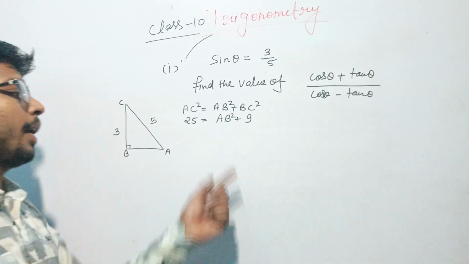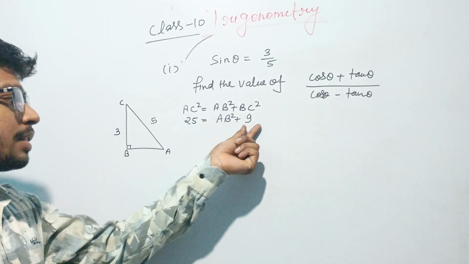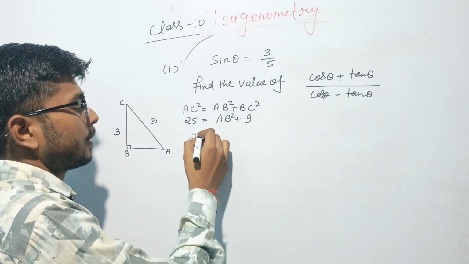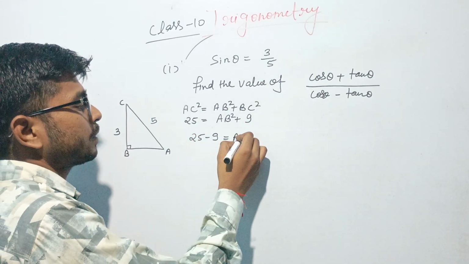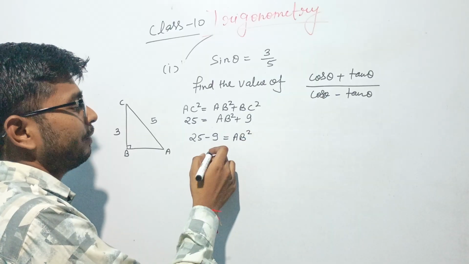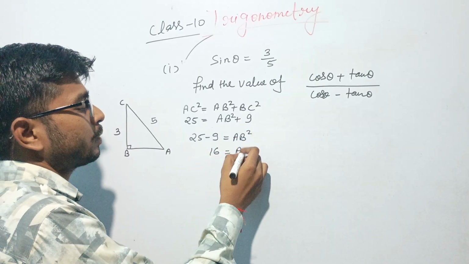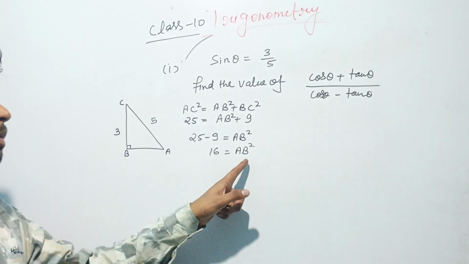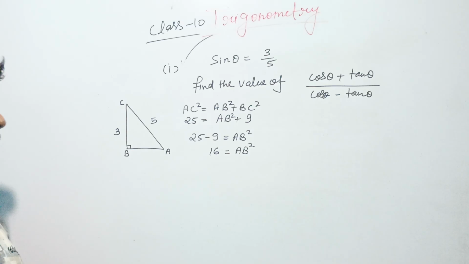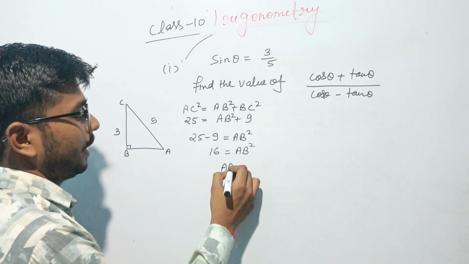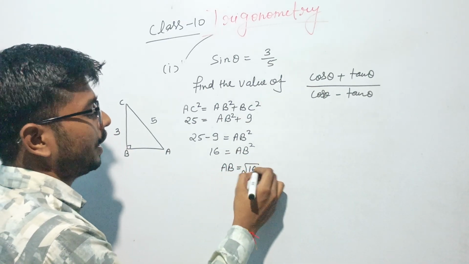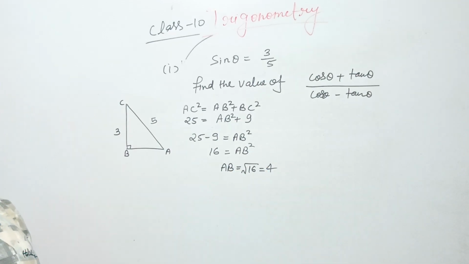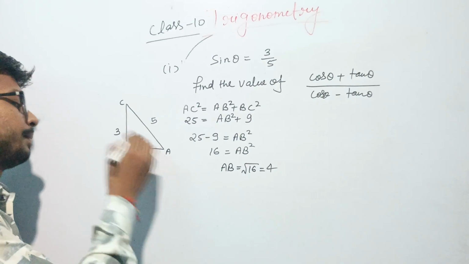Okay, now we have to find AB square, so just transfer this 9 to the left side. So 25 minus 9 is equal to AB square. 25 minus 9 will be 16, equal to AB square. But we have to find AB, not AB square. So AB will be under root 16. So we can write this way: AB is equal to under root 16, and the square root of 16 is 4. So we will write 4 here.